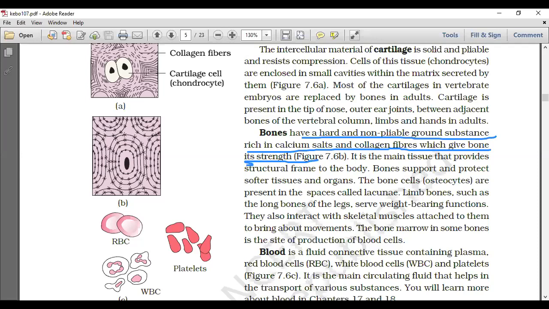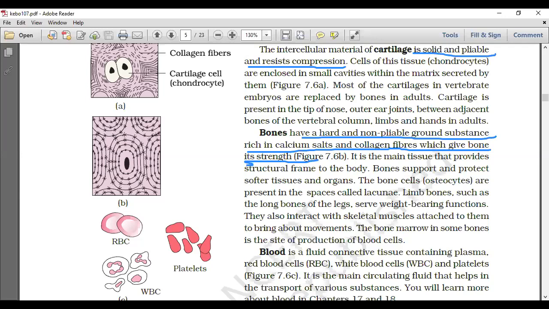The cartilage is solid, pliable, and resists compression. That is the comparison we are making. Bone is the main tissue that provides the structural frame to the body. Bones support and protect softer tissues and organs.